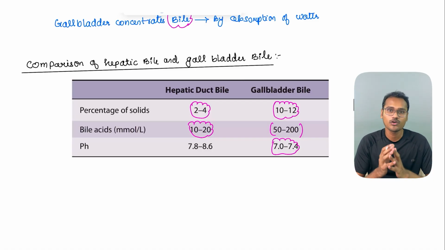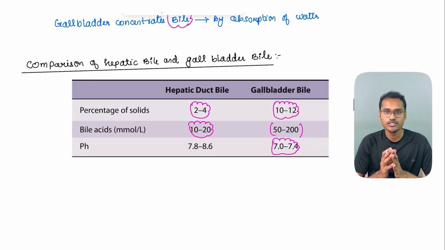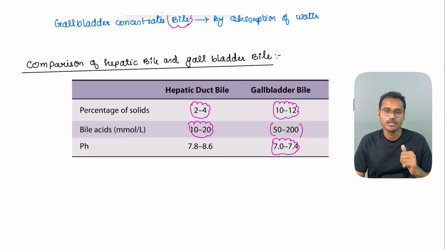Even if gallbladder surgery is done, the hepatic bile can still flow directly into the duodenum, but this concentration advantage will be missed. So that is the disadvantage when we do gallbladder surgeries and remove the gallbladder.